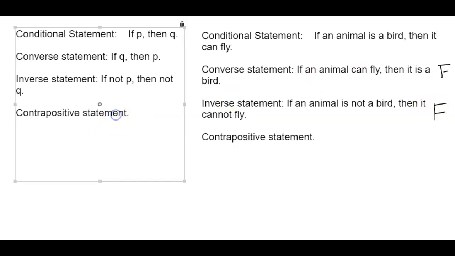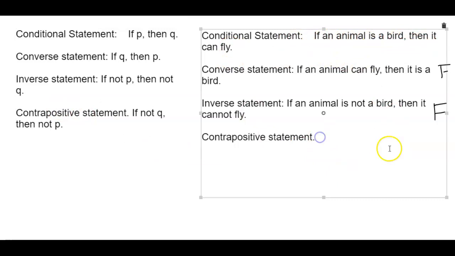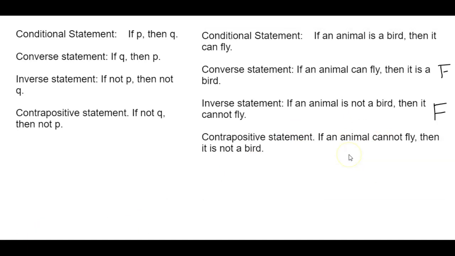The contrapositive is when you both switch the order and you negate. So we're going to still use not. If not Q, we use the conclusion, then not P, then we use the hypothesis. So again, we go back to the original. If an animal is a bird, then it can fly. We're going to switch the order and negate at the same time. If an animal cannot fly, then it is not a bird. This is also a false statement.